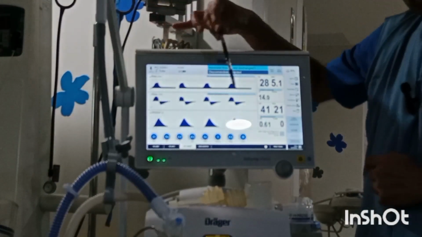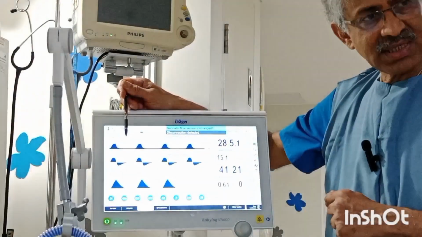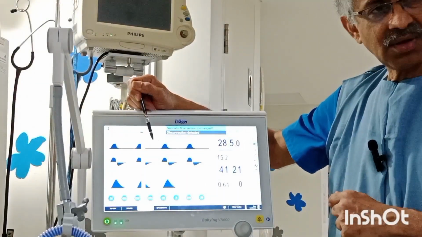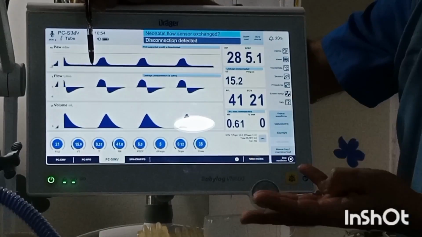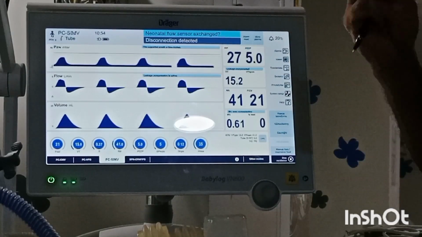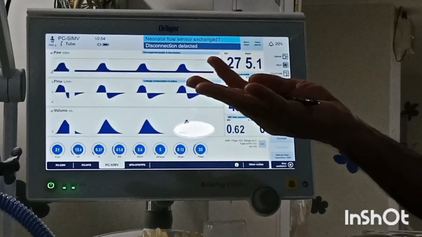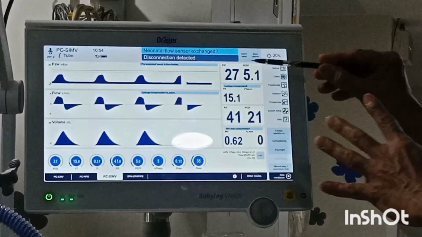So, on the scalar graphics, you should identify what each curve is. It is a pressure time curve. Why do you say it is a pressure time curve? What is this curve? Flow time curve. Why do you say so? Then it's a volume curve. So, all these three are called open loops. Okay.